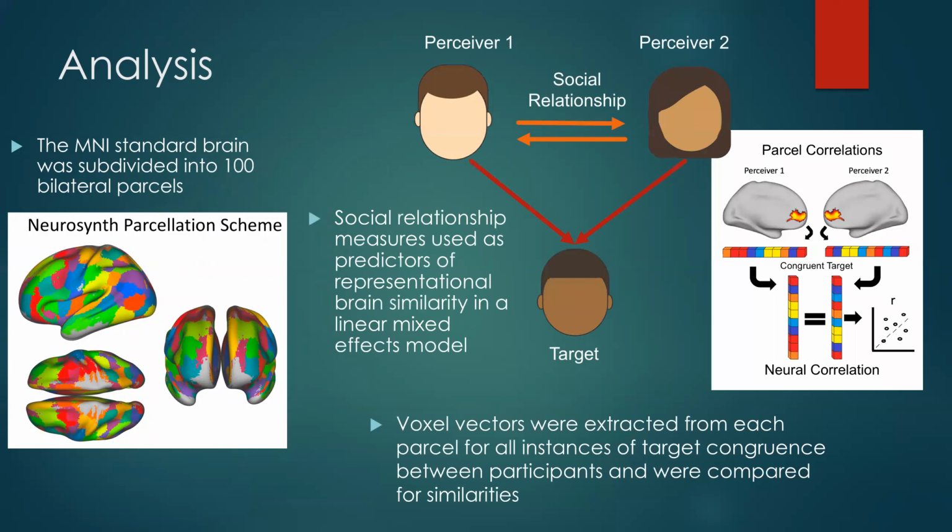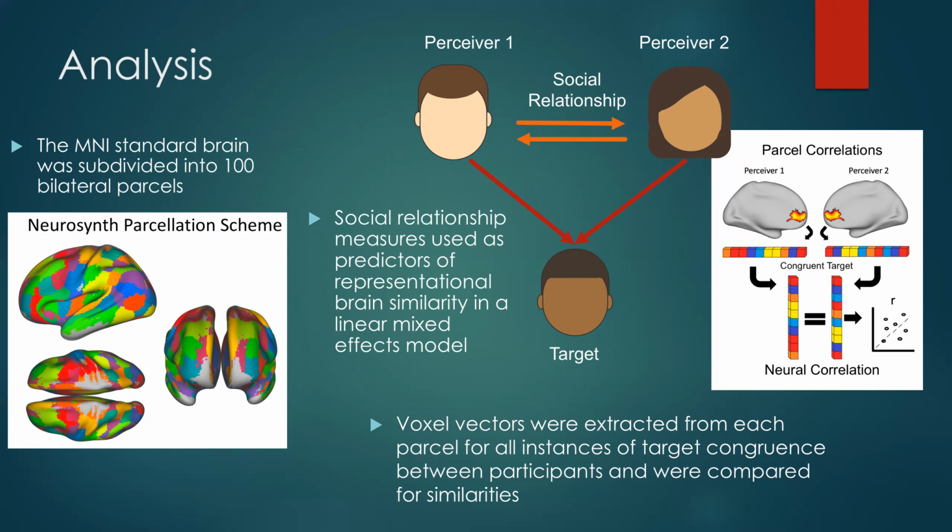And we then wanted to know whether or not the social relationship between these 2 perceivers, the strength of that social relationship, was somehow predictive of the degree of similarity in these brain representations when these 2 perceivers were thinking about the same target. And we did this using a linear mixed effects model, where we had the perceiver nested within their respective group listed as a random effect in the model.